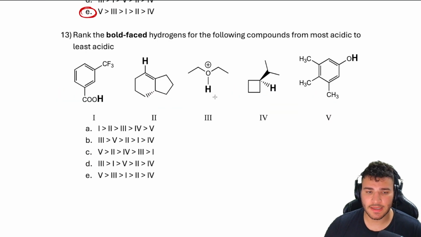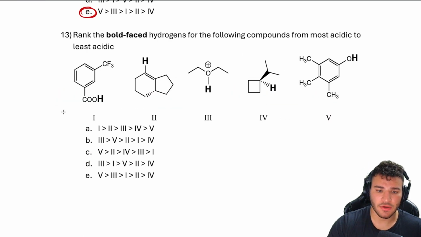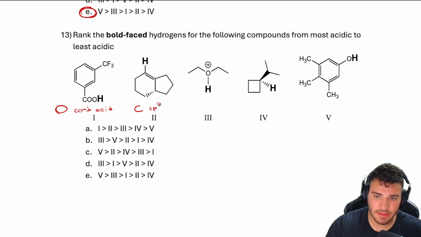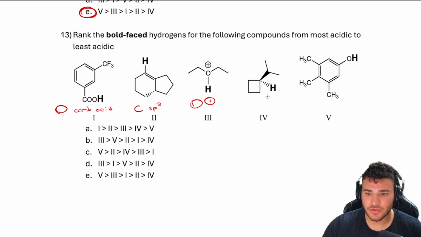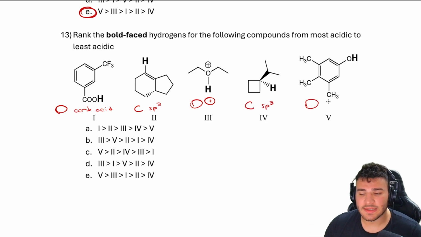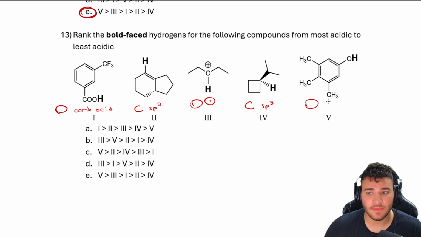13, again, we're organizing from most to least acidic. And so answer choice 1, we're connected to an oxygen that is a carboxylic acid. Structure 2, we're connected to a carbon that is sp2 hybridized. Structure 3, we're connected to an oxygen that is positively charged. Structure 4, we're connected to a carbon that is sp3 hybridized. And structure 5, we're connected to an oxygen. Now, this oxygen is not a carboxylic acid. It does, though, have a lot of resonance.